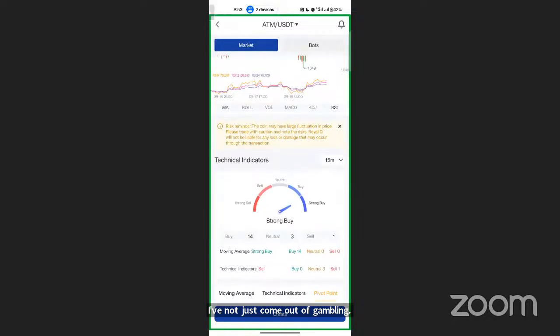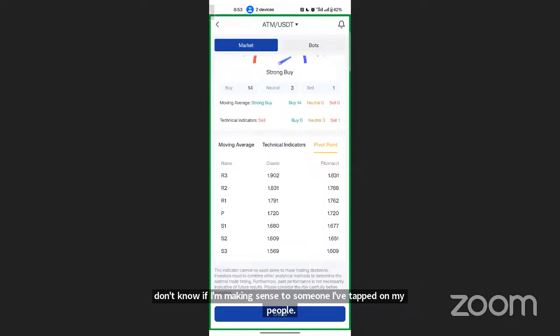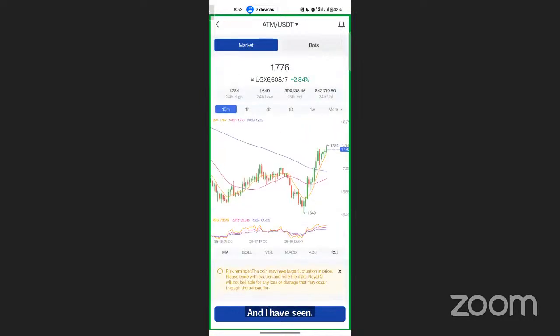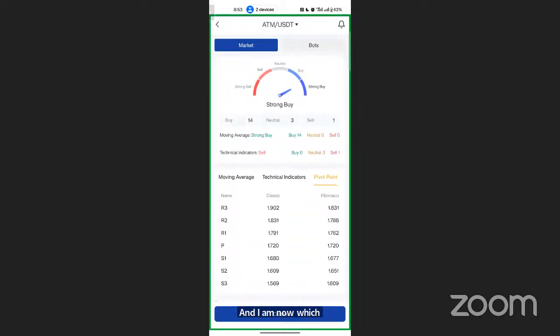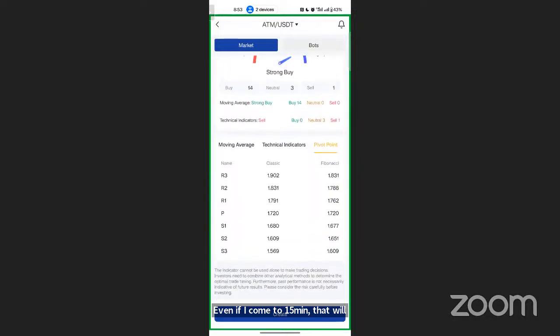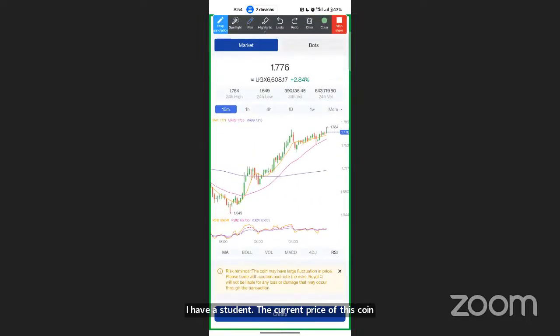I've tapped on my pivot points and I have seen. Which time frame? Let me go to 15 minutes. Even if I come to 15 minutes, that will be resistance 2 in 15 minutes. I'm a little bit safe. I have a question. The current price of this coin is 1.776.